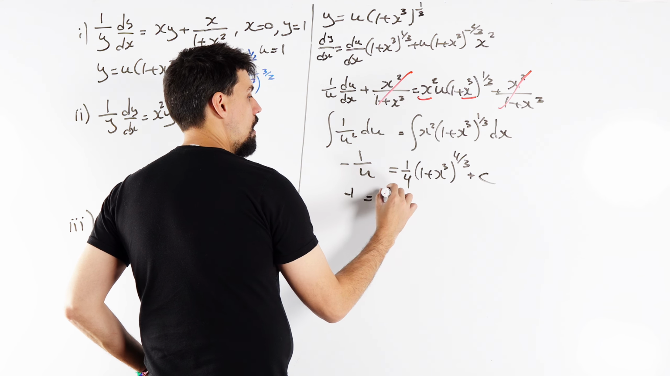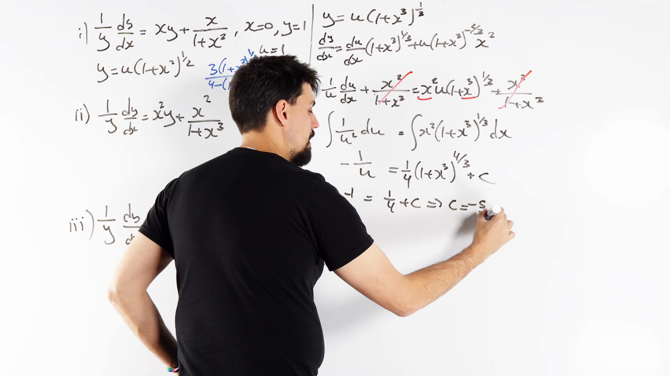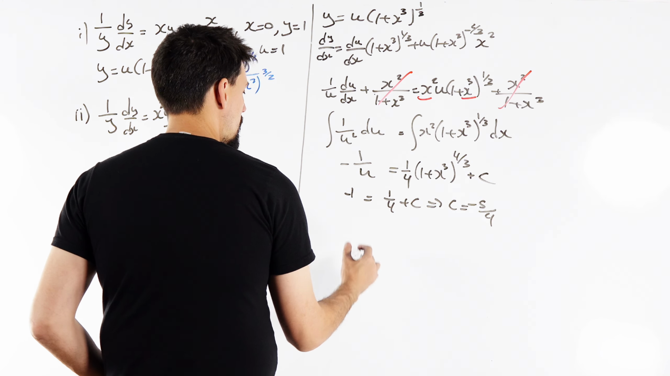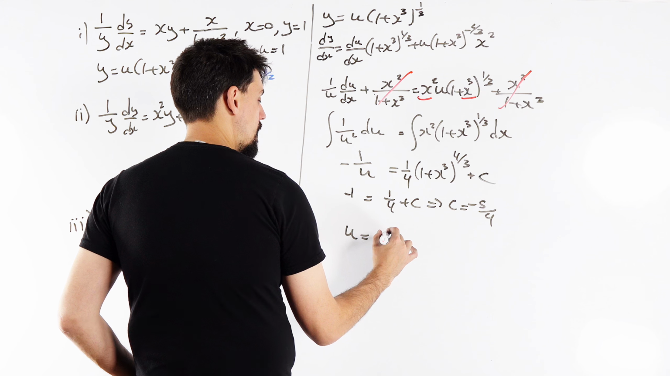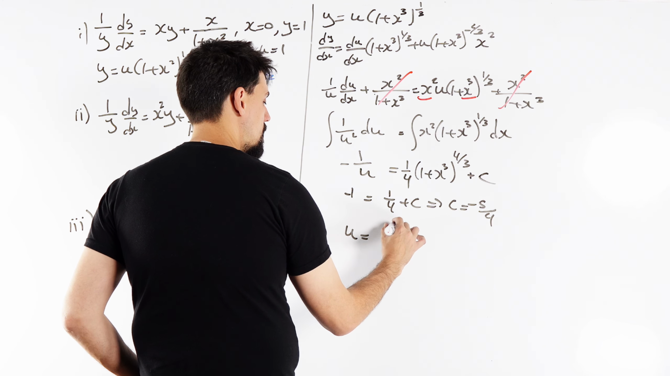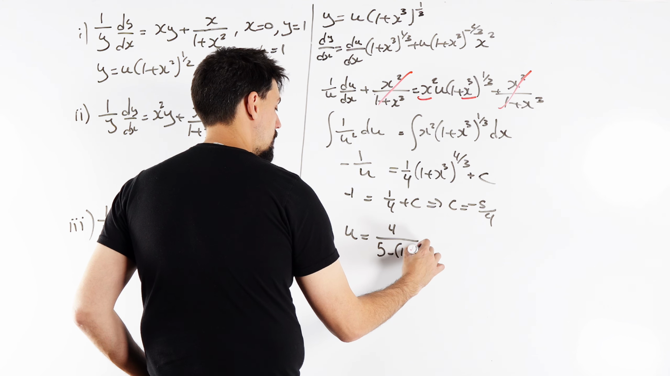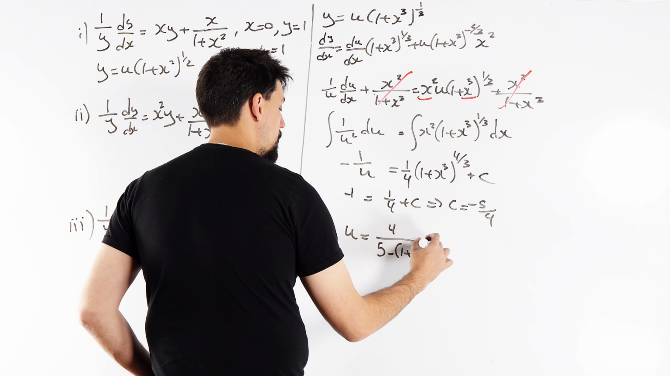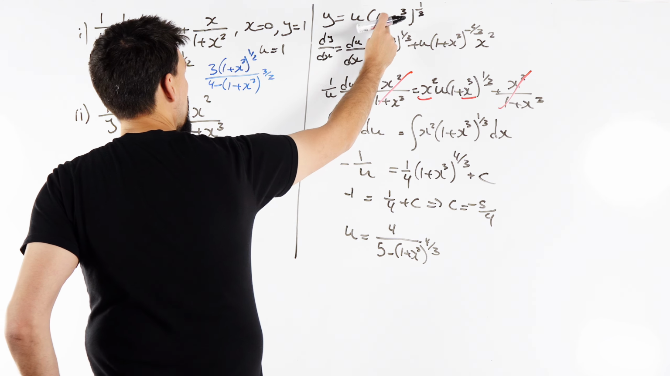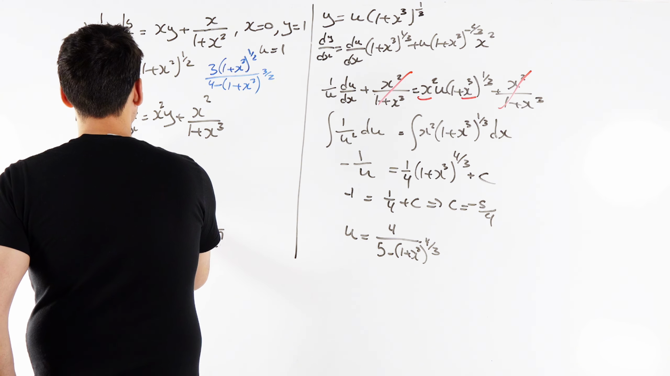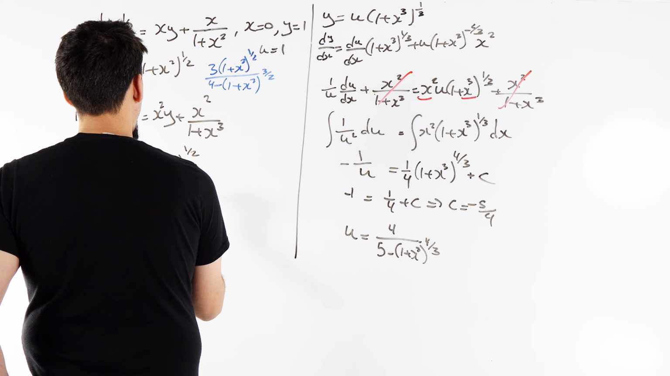So we get minus 1 is 1/4 plus c, which tells me that c is minus 5/4, which tells me that u is 4 over 5 minus (1 plus x cubed) to the 4/3. And then that tells me what y is, because we need to times it up by that. So y is 4 times (1 plus x cubed) to the half.